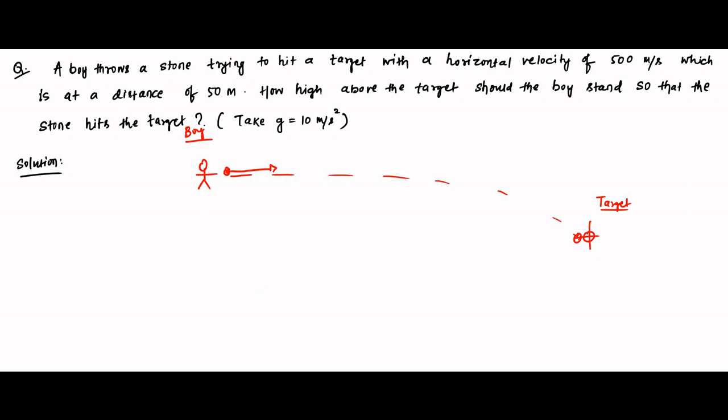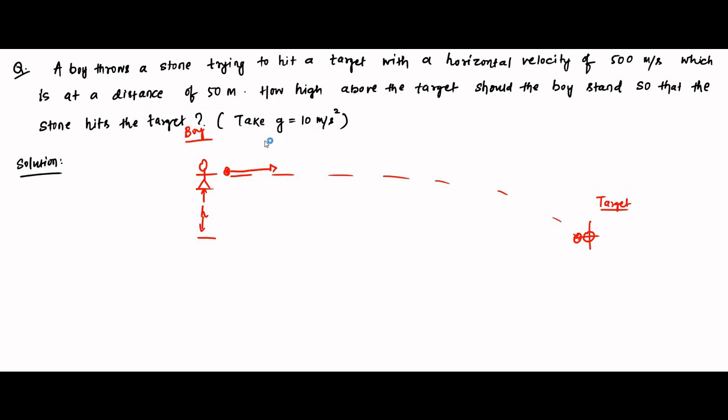So here we have to calculate this height, this height from this level. This is the ground level and this is the point where the boy is standing. We have to calculate this height so that the stone will exactly hit the target.